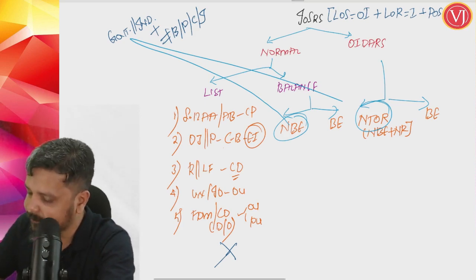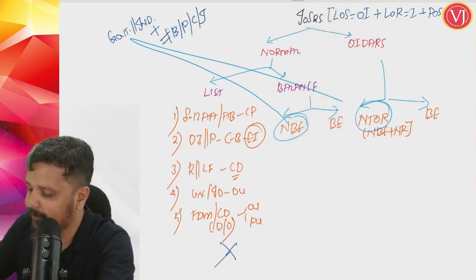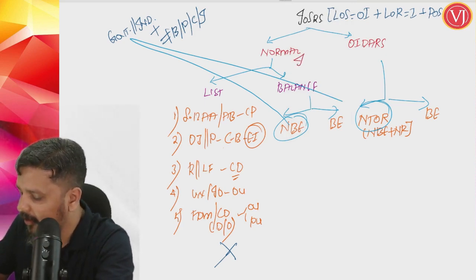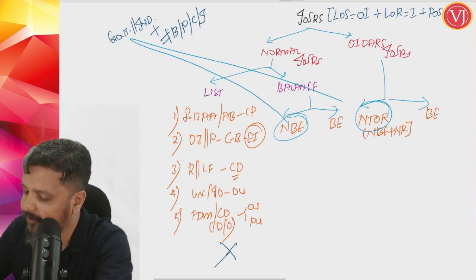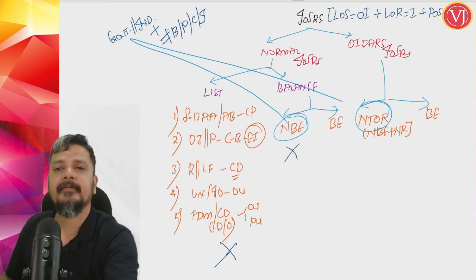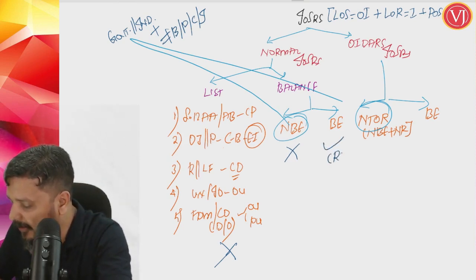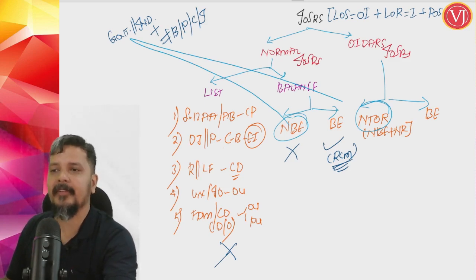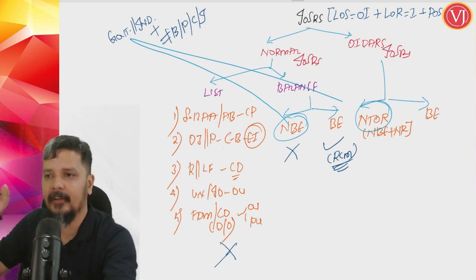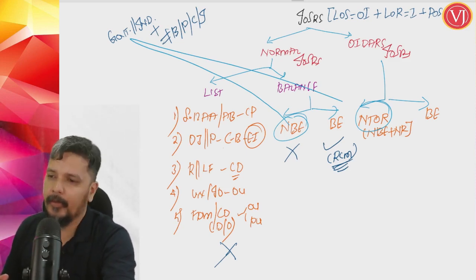Now, what is the difference? If it is normal import of services, OIDRS import of services is different. Normal import of services imported by a non-business entity is exempt. But if it is normal import of services imported by a business entity, it is taxable under RCM. If it is not registered, there is compulsory registration under section 24.